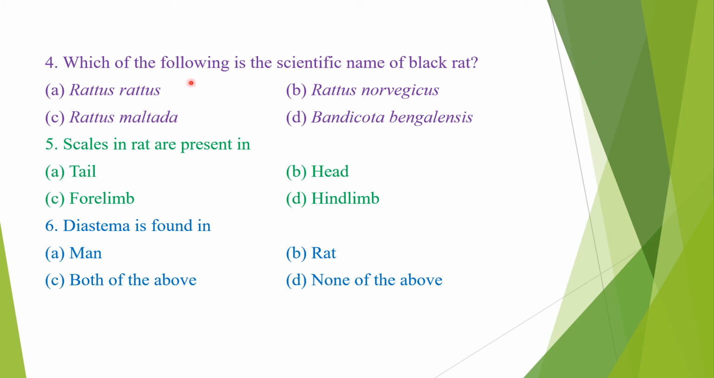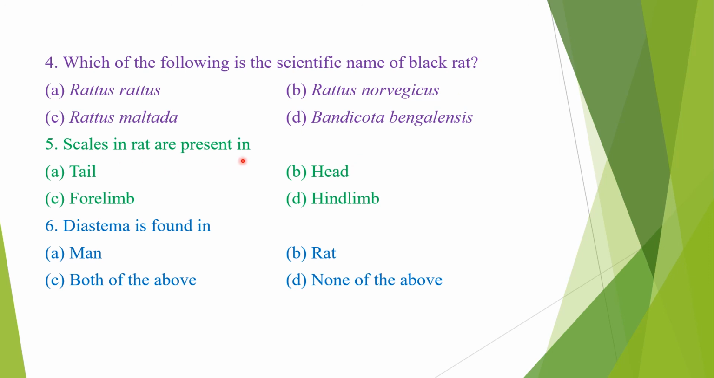Next question is, which of the following is the scientific name of black rat? Rattus rattus, Rattus norvegicus, Rattus multata या Bandicota bengalensis? तो राइट आंसर इज Rattus rattus. जो टाइप स्टडी हम स्टडी कर रहे हैं वो ब्लैक रैट की है, Rattus rattus. जो Rattus norvegicus है वो ब्राउन रैट होता है.